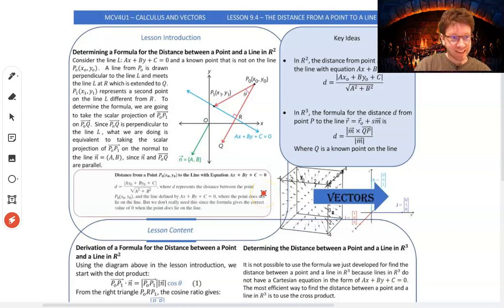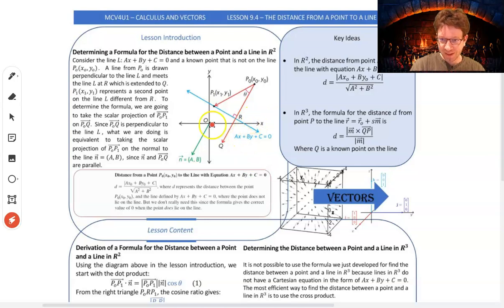Okay, so today's lesson is our second last lesson for vectors. We are going to be looking at 9.4, the distance from a point to a line. So let's start with this wonderful drawing here, which I did not do. That's why it's wonderful. And this is 2 dimensions. So we're going to start with 2 dimensions.